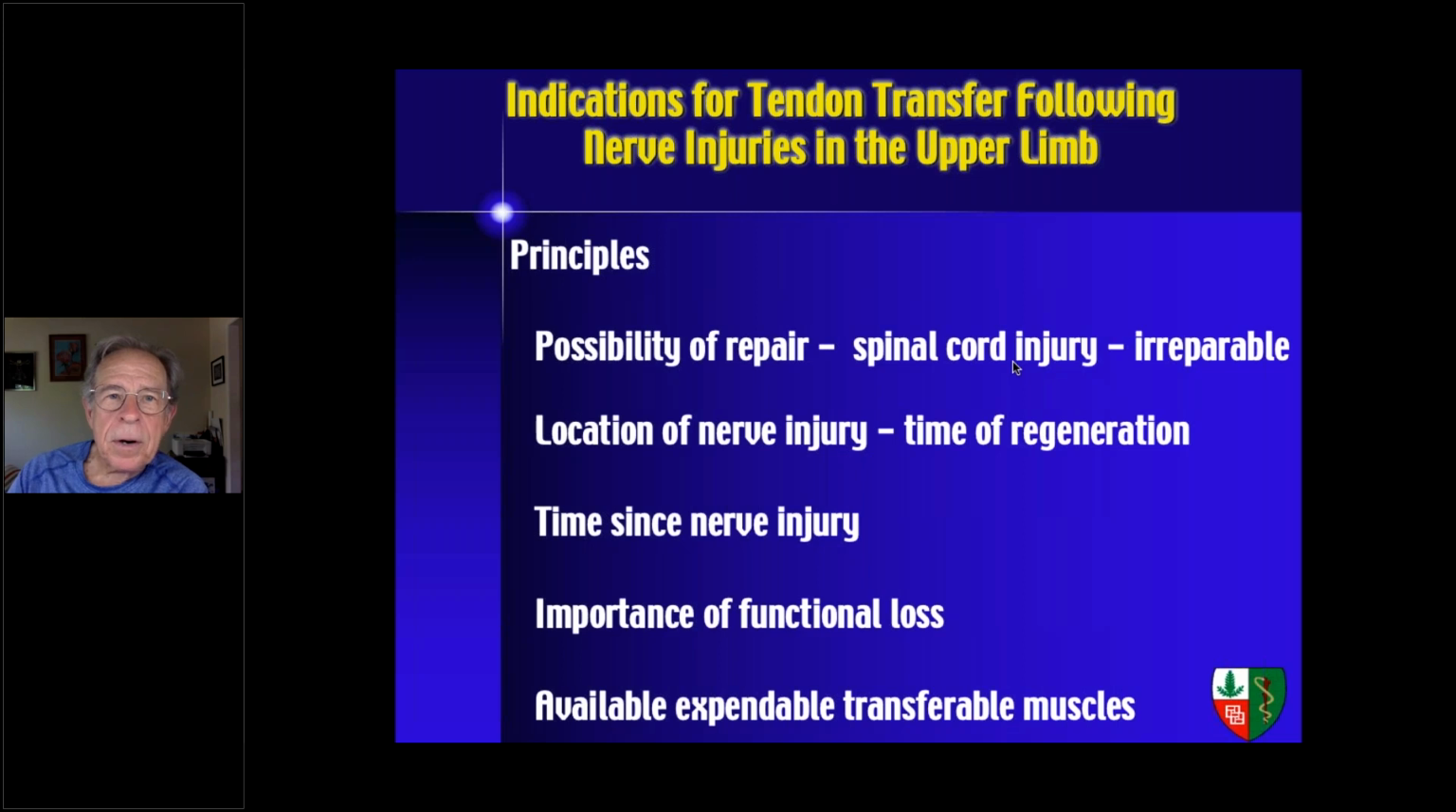The indications following nerve injury relate to whether it's possible to repair the injured nerve. If it's a spinal cord injury, that's irreparable. If it's not, it's a peripheral nerve. Where is the location of the nerve injury relative to the time for regeneration for the paralyzed muscle? And this relates to the time since injury, somewhat to the importance of the functional loss, and clearly to the available expendable transferable muscles. If we have none, we have no recourse to tendon transfer.